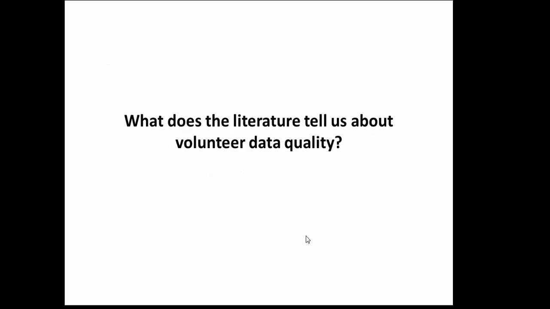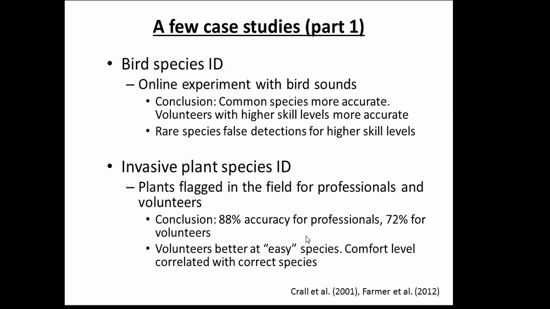So what does the existing literature tell us about volunteer data quality, particularly in the ecological and environmental sciences, where volunteers are mostly collecting field data? So I'm going to briefly explain findings from half a dozen prior studies on volunteer error here to show the huge ranges that have been found with accuracy levels. In a study of birds, volunteers were tested online for their proficiency with identifying bird calls.